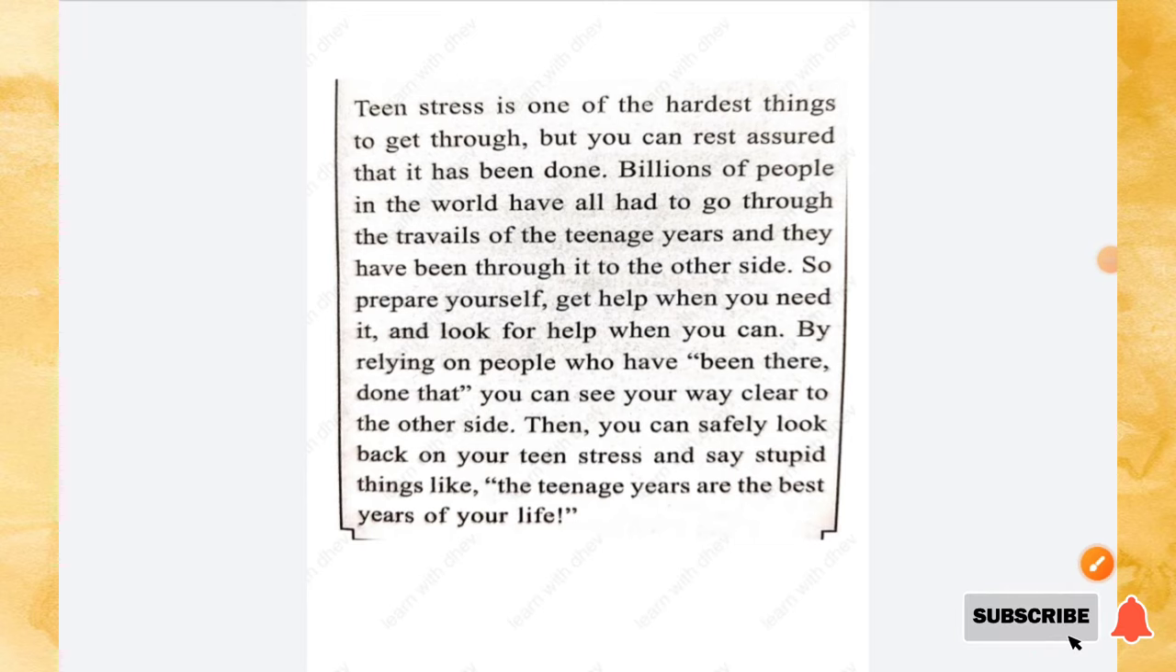Teen stress is one of the hardest things to get through, but you can rest assured that it has been done. Billions of people in the world have all had to go through the travails of the teenage years, and they have been through it to the other side. So prepare yourself, get help when you need it, and look for help when you can. By relying on people who have been there, done that, we can see your way clear to the other side.